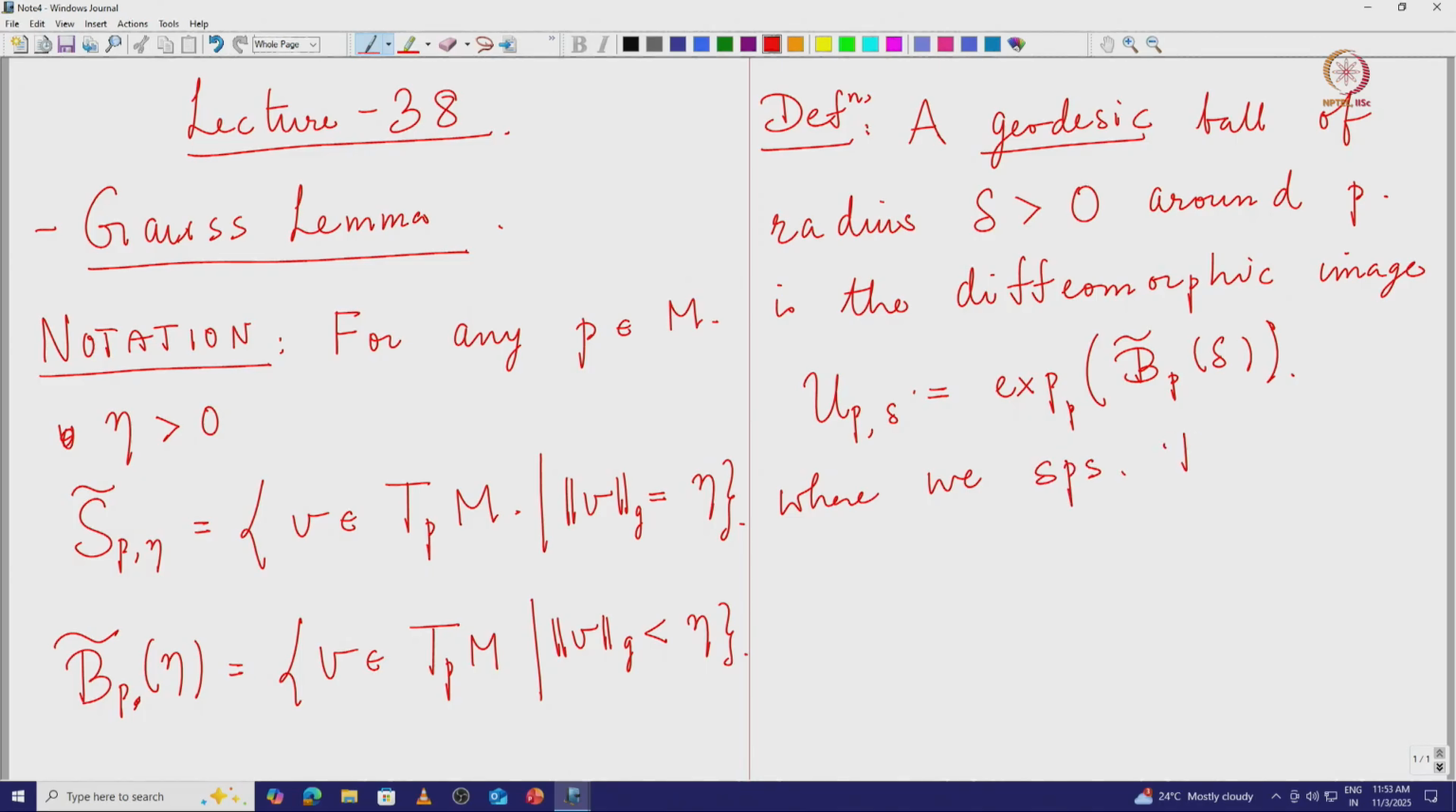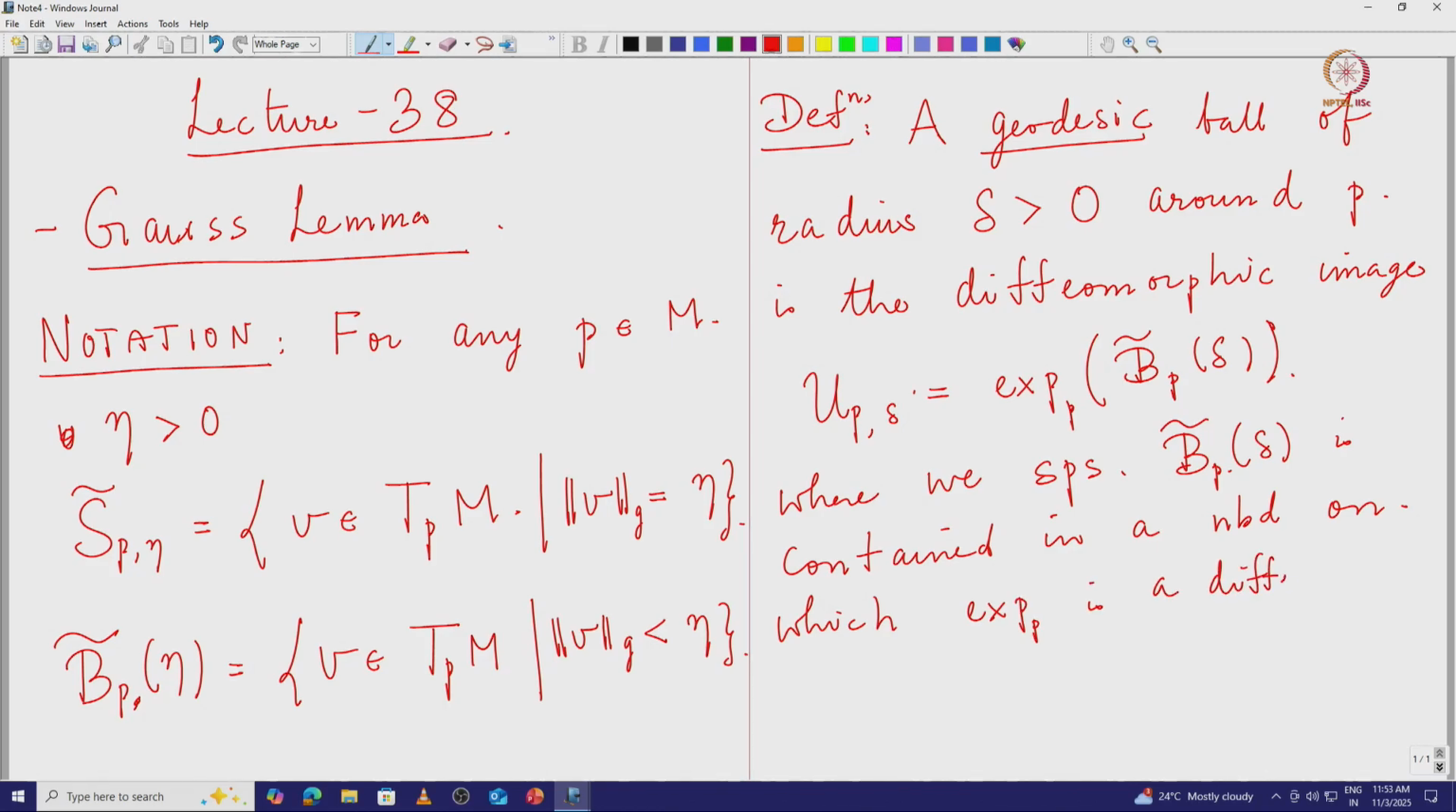For convenience we also assume that the closure of this ball is contained in a neighborhood on which exp is a diffeomorphism. So, we not only want it to be a diffeomorphism on this ball, but we also want it to be a diffeomorphism on a slightly larger open set containing this ball.